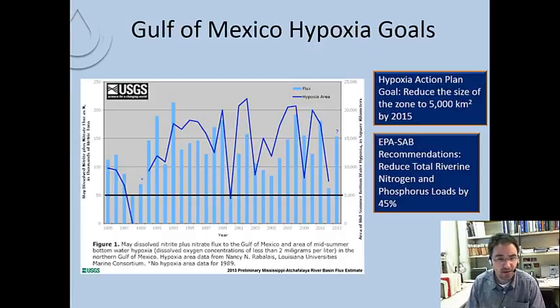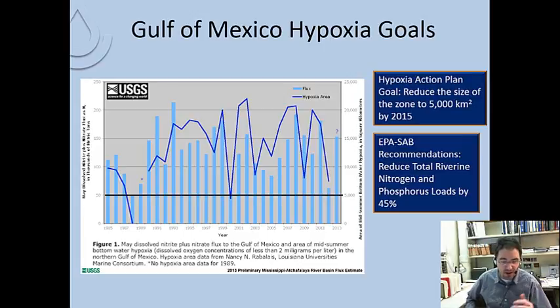As we look at the Gulf of Mexico hypoxia goals, the Hypoxia Action Plan goal developed by the Hypoxia Task Force calls for reduction in the size of the zone to 5,000 square kilometers by the year 2015. Now, last fall, the Hypoxia Task Force met in St. Paul, and they recognized that the 2015 timeline of that goal would not be met, but they still recognize the size goal to be 5,000 square kilometers.